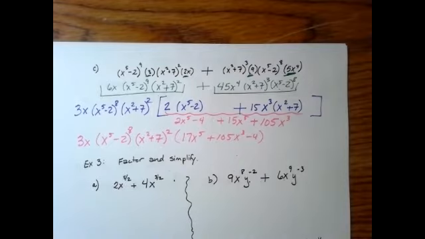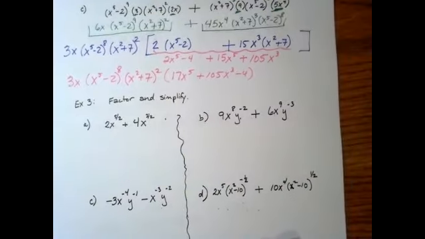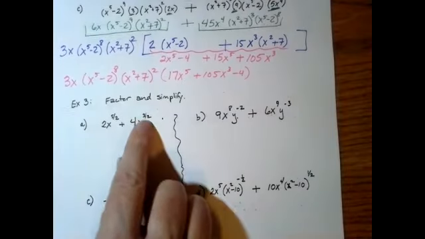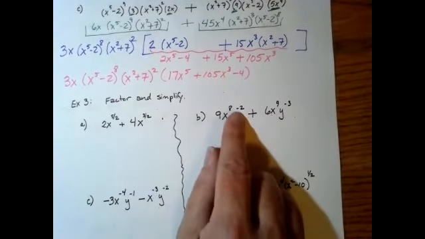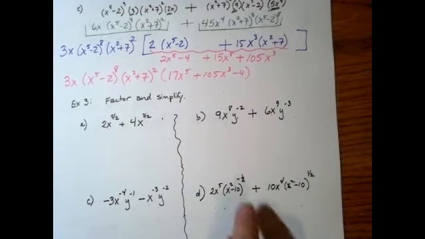Okay, now, example 3 is where it gets weird. Notice, take a look at these things. You've got fraction exponents. You've got negative exponents. And in this last example, you get a negative fraction exponent. Nothing like ending with a bang.